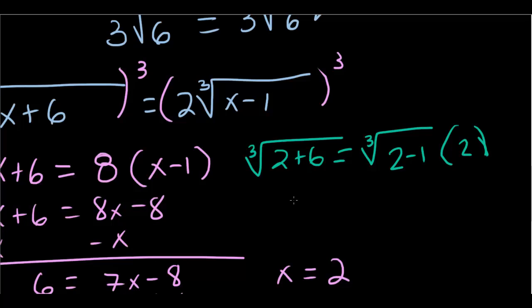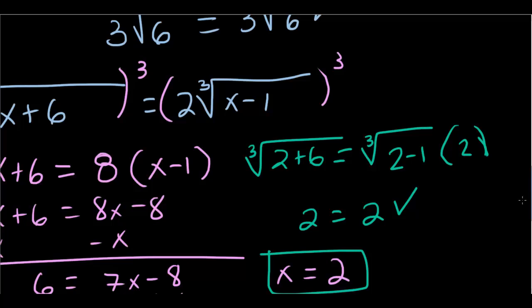2 plus 6 is 8. The cubic root of 8 is 2. 2 minus 1 is 1. The cubic root of 1 is 1. Times 2, 2. 2 equals 2. So then this one is really a solution.